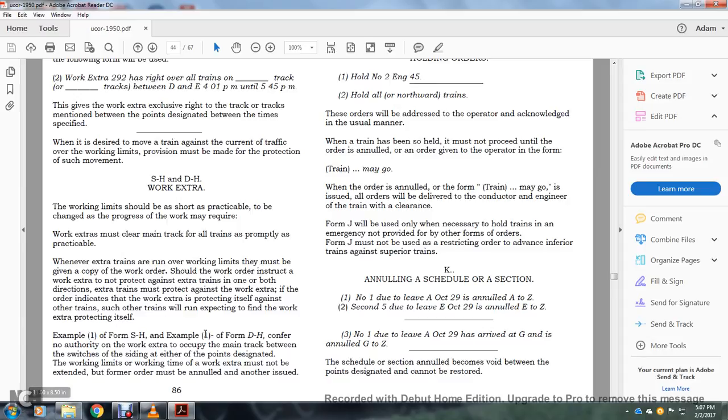Example 1 of form SH and example 1 of form DH confer authority on the work extra to occupy the main track between the switches or points designated. The working limits or time of the work extra must not be extended, but the former order must be annulled and another issued.